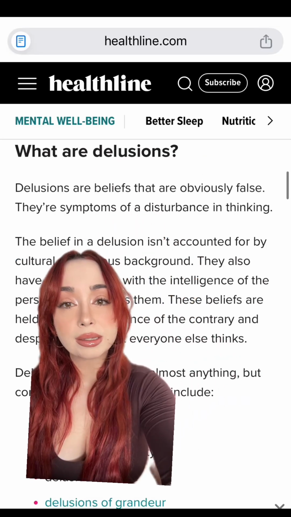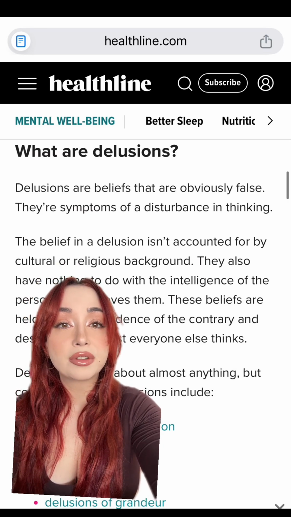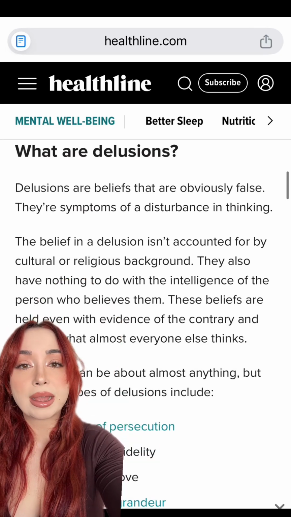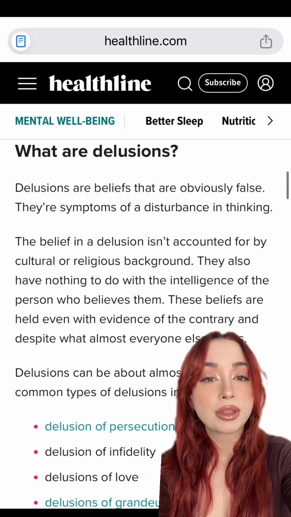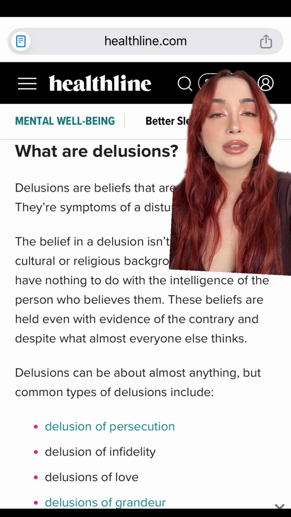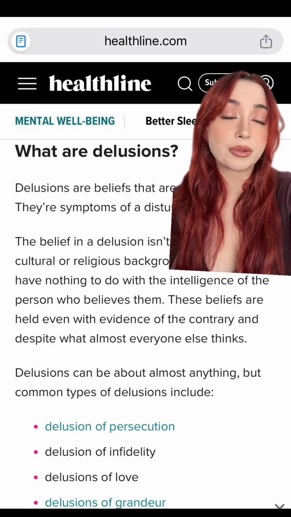What are delusions? Delusions are beliefs that are obviously false. They're symptoms of a disturbance in thinking. The belief in a delusion isn't accounted for by cultural or religious background. They also have nothing to do with the intelligence of the person believing them. These beliefs are held even with evidence of the contrary and despite what almost everyone thinks.